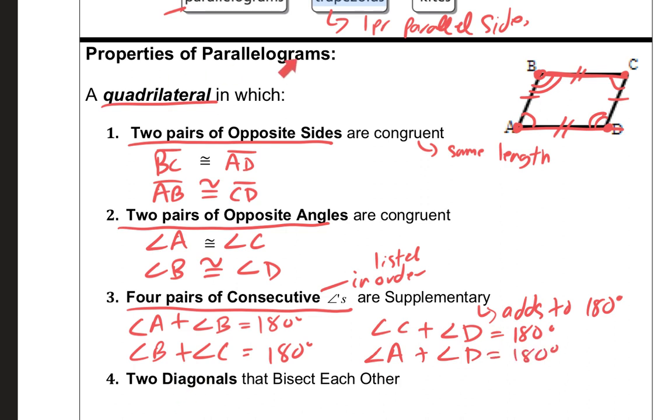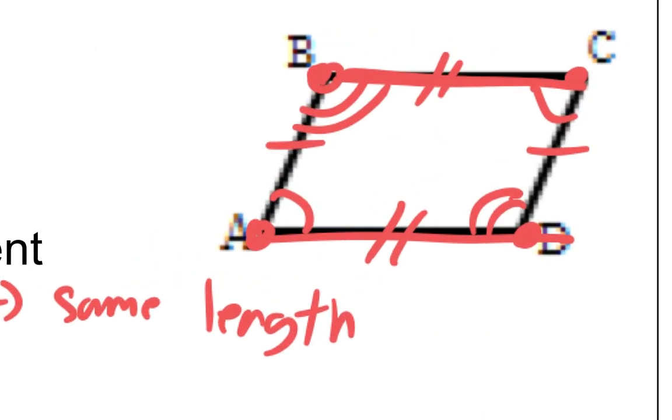And then our last feature of all parallelograms: two diagonals that bisect each other. If they bisect each other, that means they cut in half. Imagine this diagonal right here that goes across there, and this diagonal right here that goes across there. Wherever they cross, it cuts the other in half. If this one has 4 lines, then this one would also have 4 lines. If this one had 3 lines, then this one would have 3 lines. Wherever they cross, it cuts that one in half.